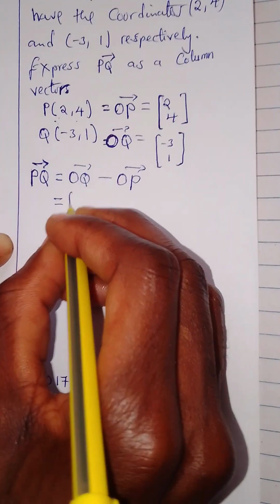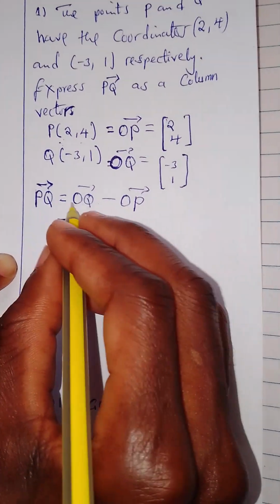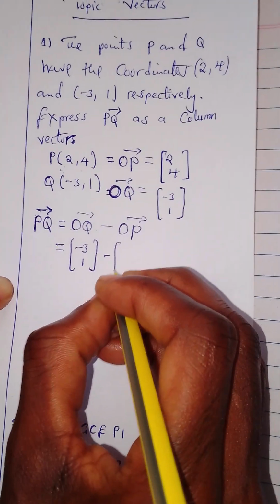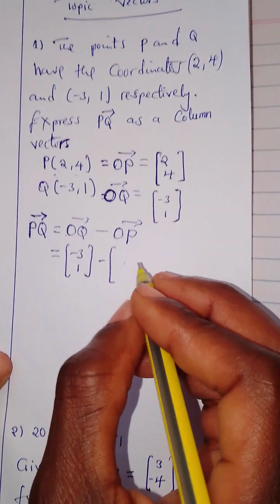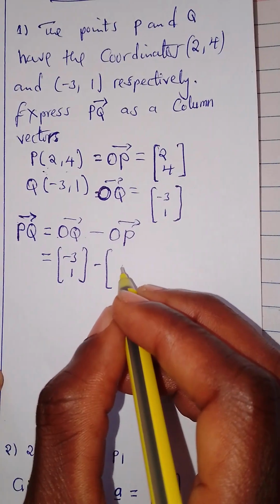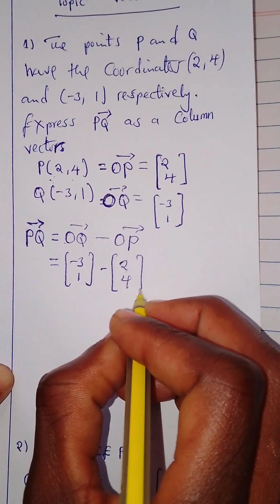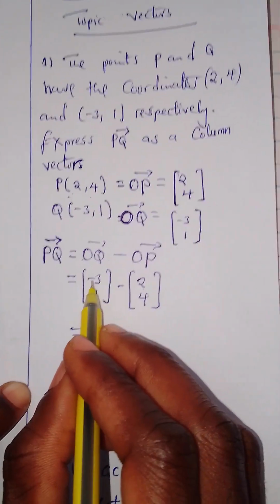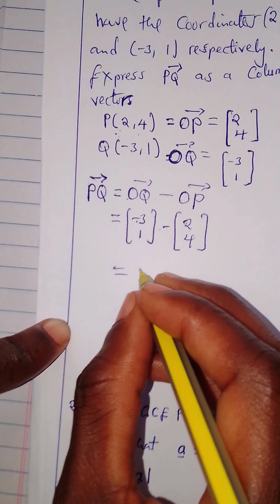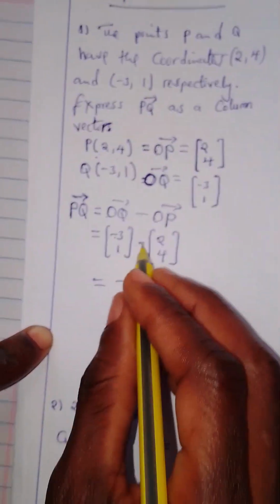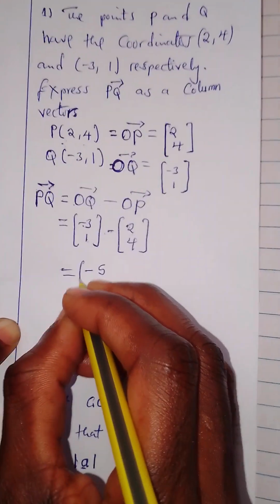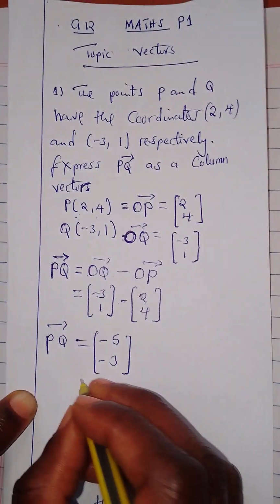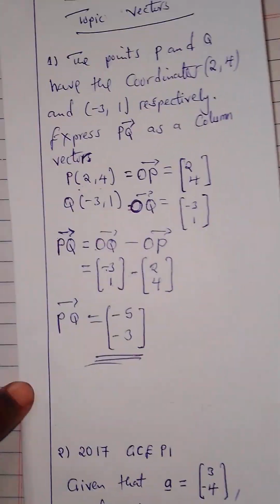Now let us substitute what we have. OQ is (-3, 1) minus OP, which is (2, 4). Now let us work out this. What is -3 minus 2? That gives us -5. What is 1 minus 4? That is -3. So vector PQ is (-5, -3).